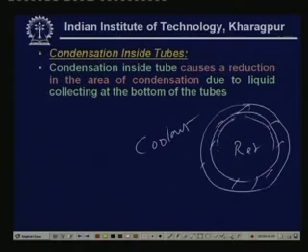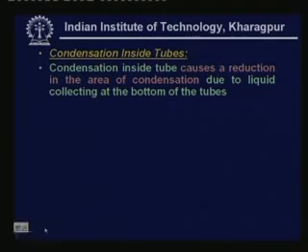When it condenses on the inner surface of the tube, the liquid, because of gravity, will come down, and you may find that liquid is settling down at the bottom. When liquid is settling down at the bottom, the resistance at the bottom is different from the resistance at the top, right? And the effective heat transfer area available for heat transfer also gets reduced because of the liquid collection at the bottom of the tube. So this factor has to be considered while estimating the condensation heat transfer coefficient inside the tubes.